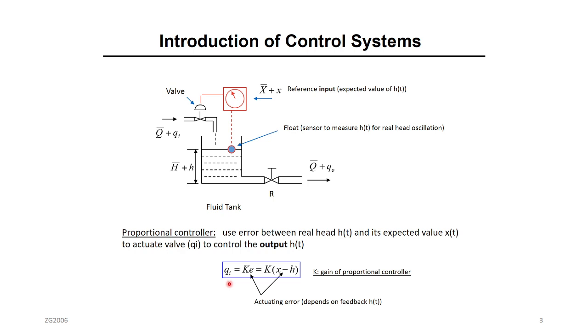How it works, I will give you an example. If I want the head inside the tank to be exactly 1 meter, the system will start at t equal to 0. It will start to pour in water, for example, or fluid, inside the tank. After some time, you measure the head using the sensor, the feedback we call it. And the head was 0.5. So 1 minus 0.5 is 0.5.